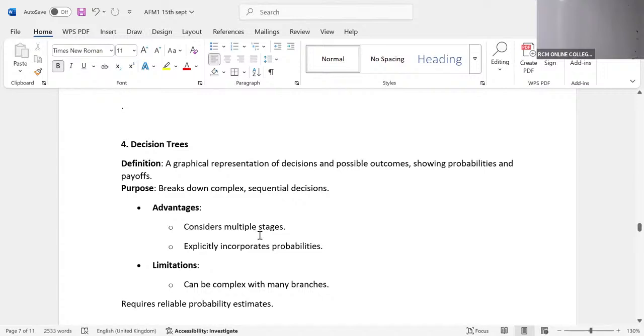Advantages: it considers multiple stages. It explicitly incorporates probabilities. Disadvantages: it can be complex with many branches. So straight away, let's tackle a past paper question.